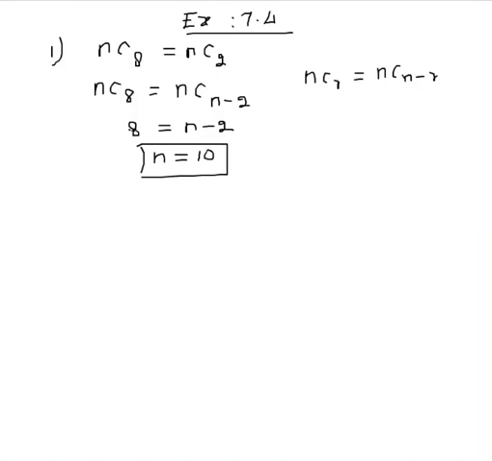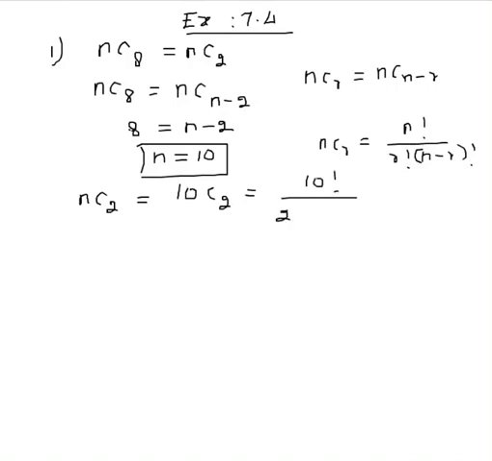And we have to find nC2. n is 10. So nC2 is equal to, let us use the nCr formula, which is n factorial divided by r factorial times n minus r factorial. 10 factorial divided by 2 factorial times 10 minus 2, which is 8 factorial. Let us cancel 8 factorial. 9 times 10 divided by 2 factorial, which is 2. The answer is 45.